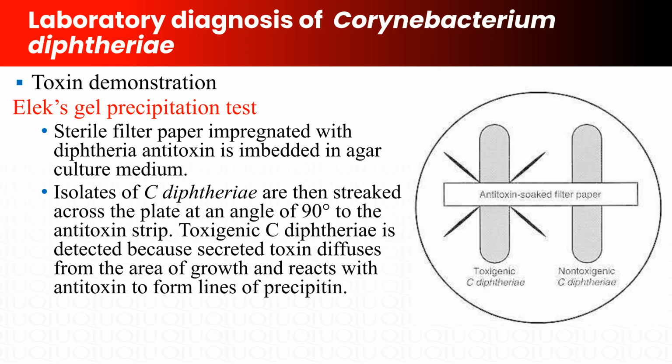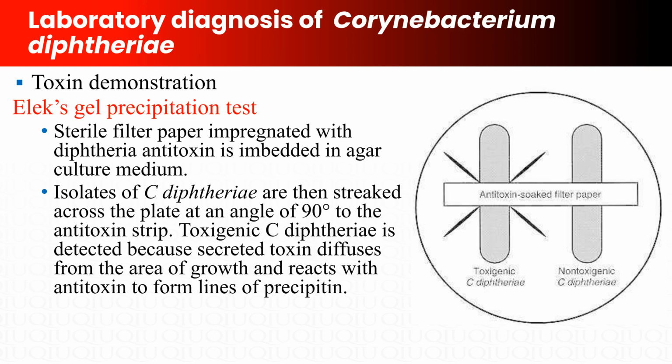Just isolating Corynebacterium diphtheriae from a patient does not definitively prove they have diphtheria disease. Why? Because some strains do not produce toxin and are therefore not pathogenic. The disease diphtheria is caused by the toxin, not merely by the presence of the bacteria. Therefore, we must demonstrate that the isolated organism produces diphtheria toxin.